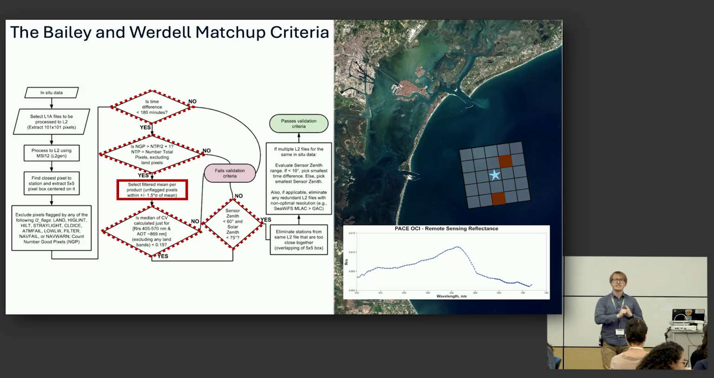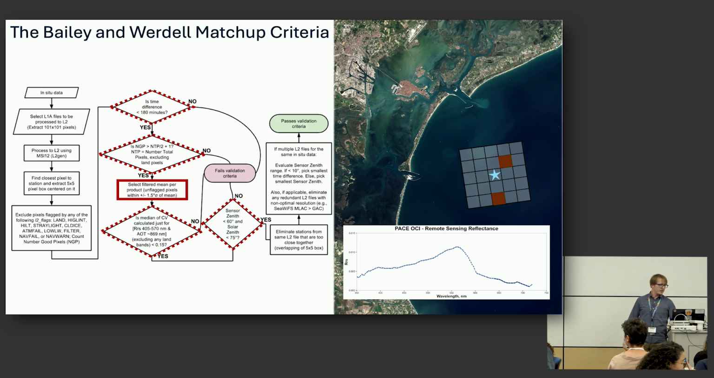Let's take the standard deviation of it. Let's keep everything within 1.5 standard deviations. Let's do some checks on the signal to noise ratio, to make sure everything's not super wobbly. And then whatever we have left over, we take the average of and report that as our validation spectra for OCI or whatever satellite you're doing.